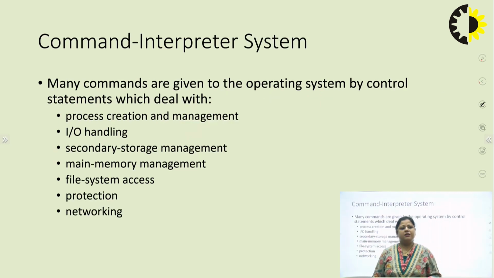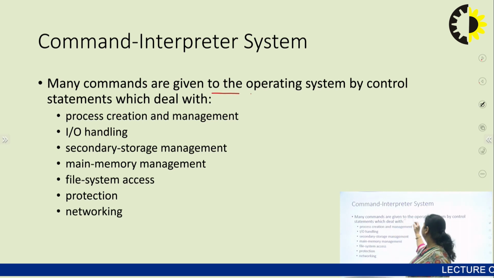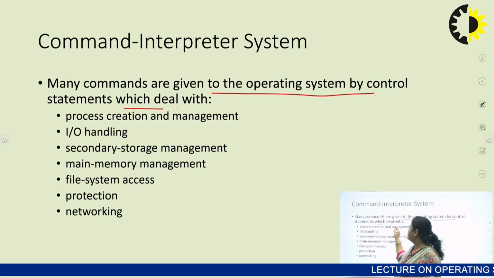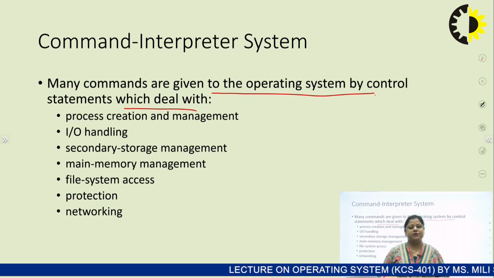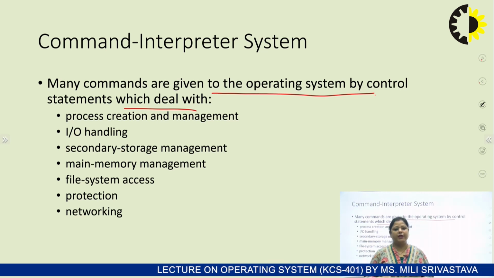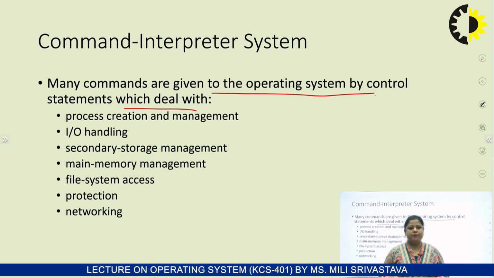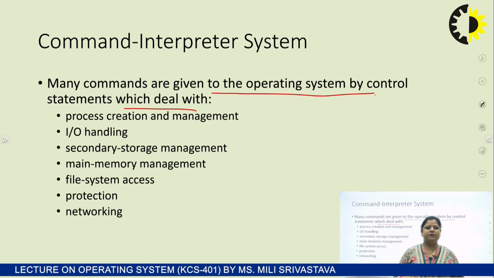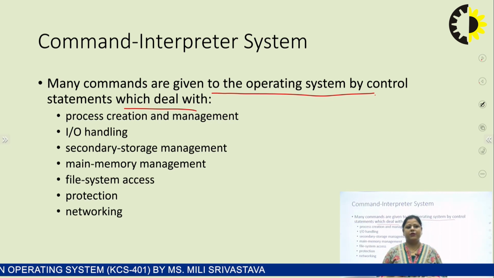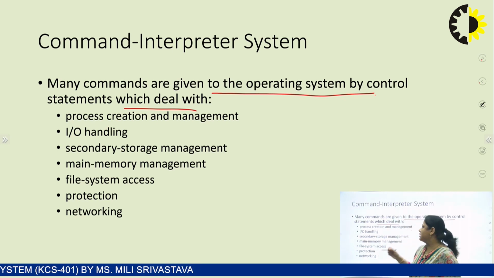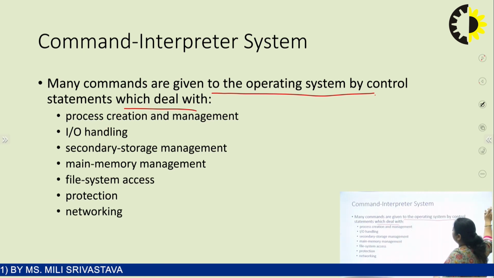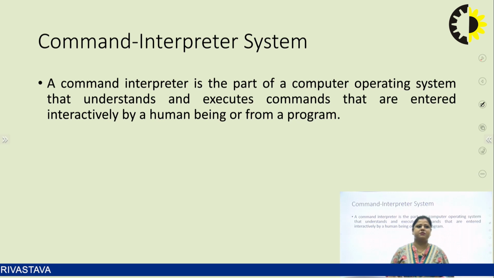Next is command interpreter system. What is command interpreter system? Many commands are given to the operating system by control statements which deal with process creation and management, input output handling, secondary storage management, main memory management, file system access, protection and networking. These are some mechanisms of command interpreter system in operating system.